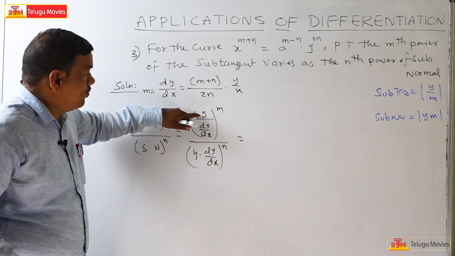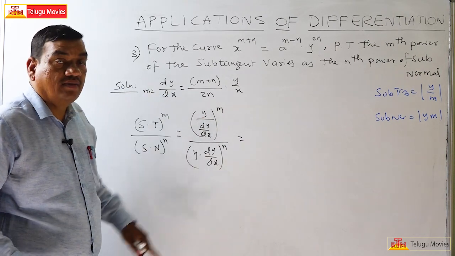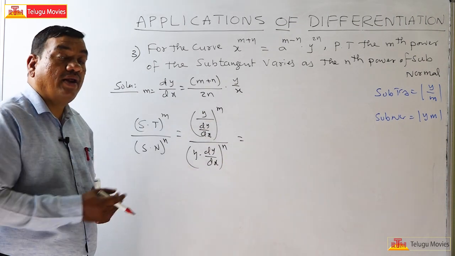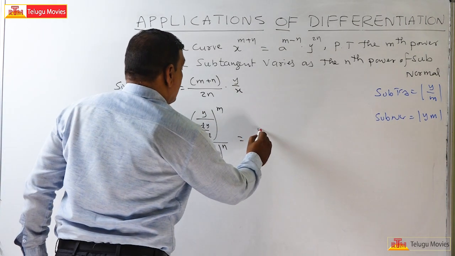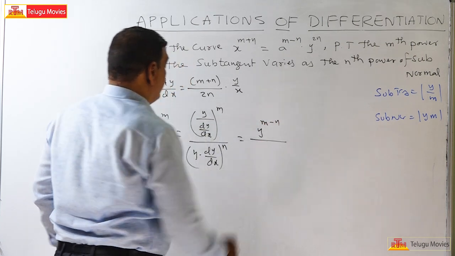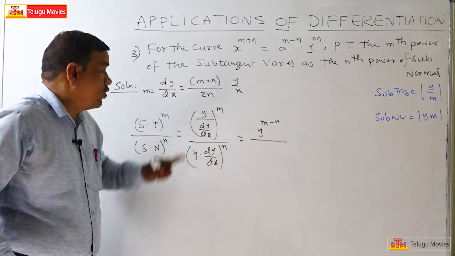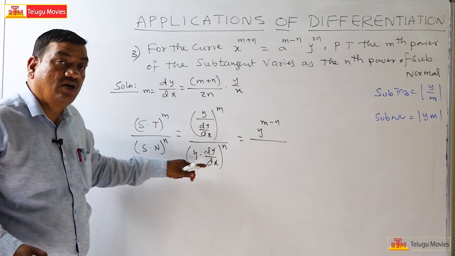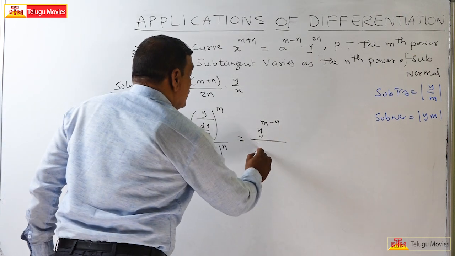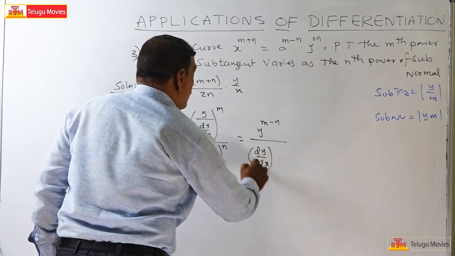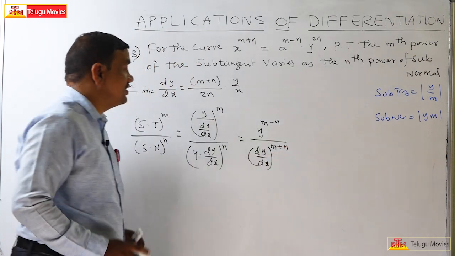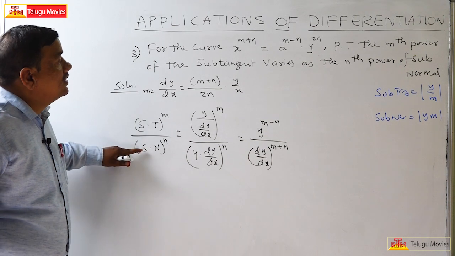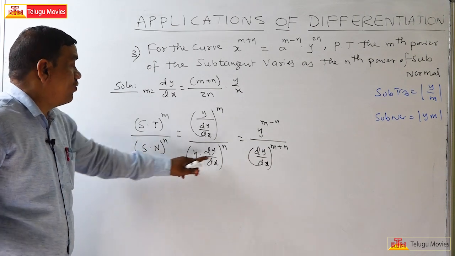If you observe here, y power m, here y power n. First concentrate on y power m, y power n, like a power m by a power n, a power m minus n. So y power m minus n by, this is (dy by dx) whole power m, this is (dy by dx) whole power n. Both are denominators, so denominator into denominator. Therefore (dy by dx) whole to the power of m plus n. Understand? Very clear. So this is the subtangent y by dy by dx. Where is subnormal? Subnormal is y into dy by dx.